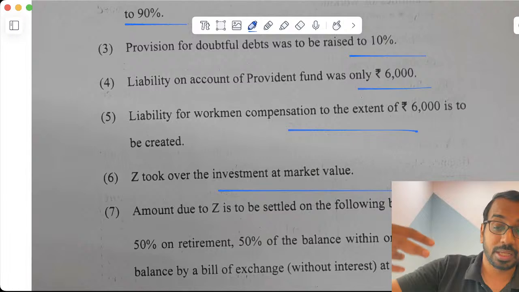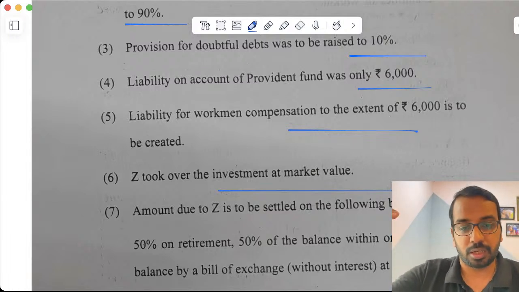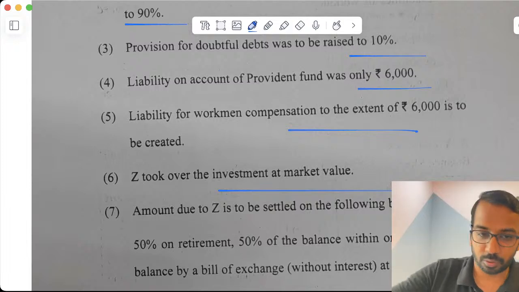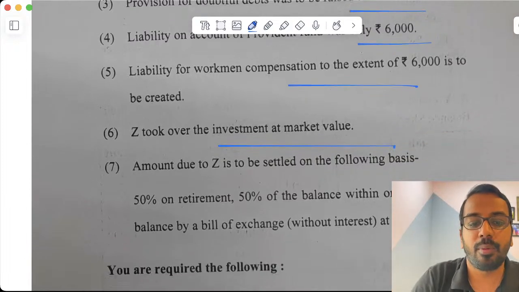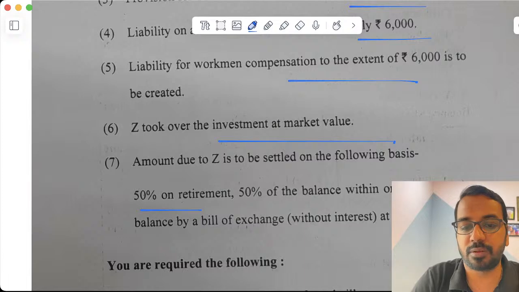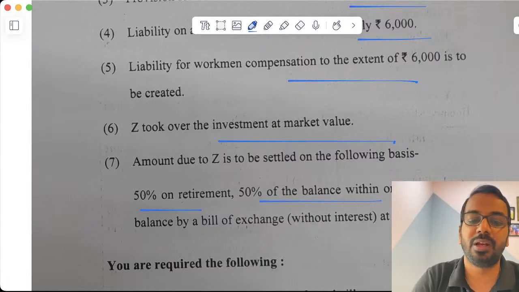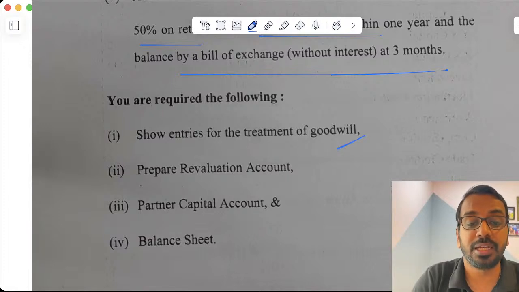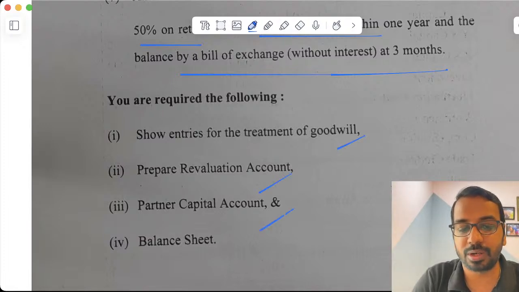So what you will do? Whatever is the market value, you will debit that amount to Z, and whatever is the gain, that will go to your revaluation account. Amount 50% on retirement, 50% of balance within the year, and balance by bill of exchange without interest. You are required to show entries for treatment of goodwill, revaluation account, partners capital account, and the balance sheet.